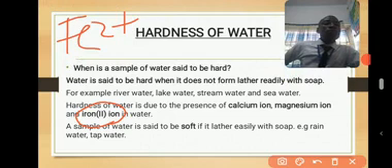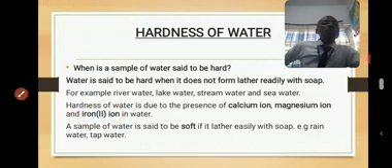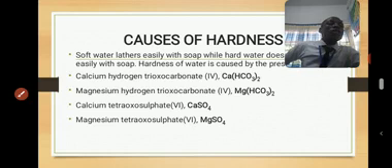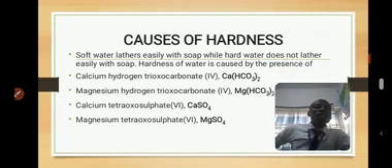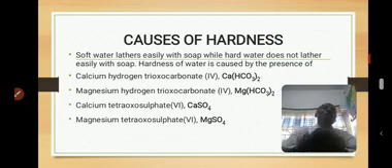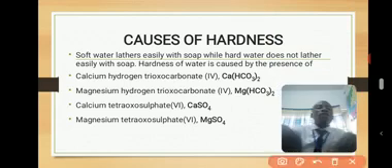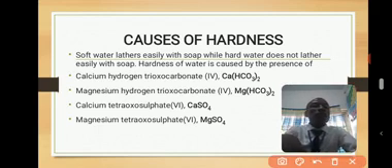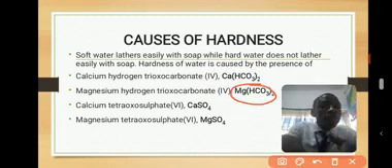Now, the question is this: what causes hardness? I've already explained that. Hardness is caused by the presence of the following compounds. Number one, calcium hydrogen trioxocarbonate(IV). Remember, it has calcium, so it introduces calcium ion. Number two, magnesium hydrogen trioxocarbonate(IV). This one, some people call it magnesium bicarbonate.